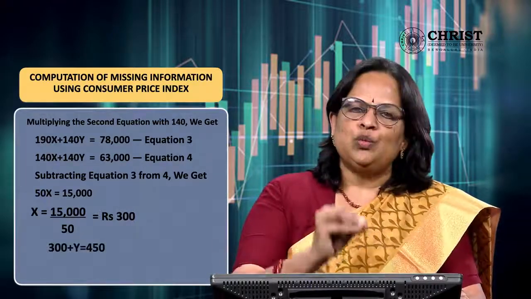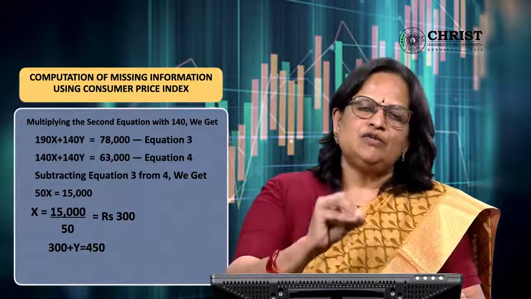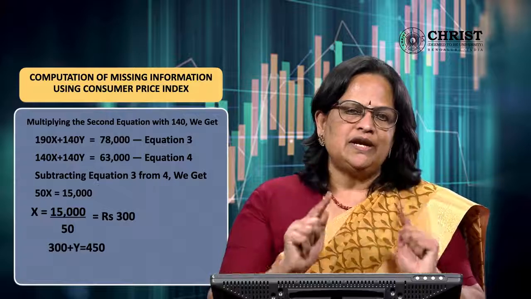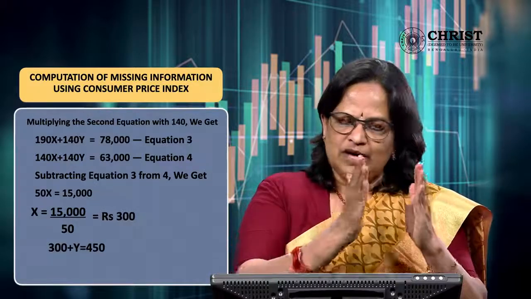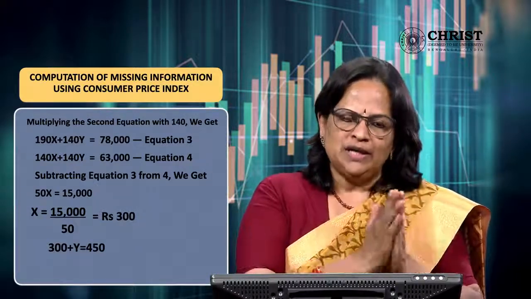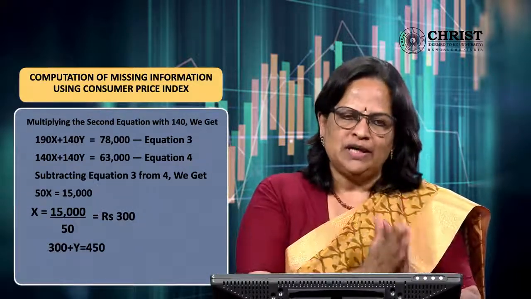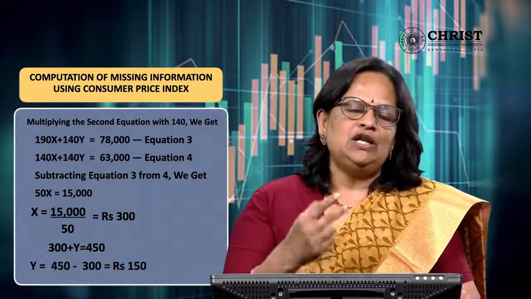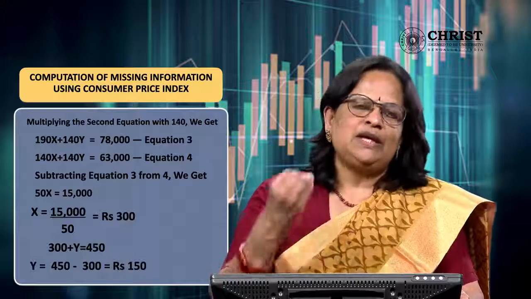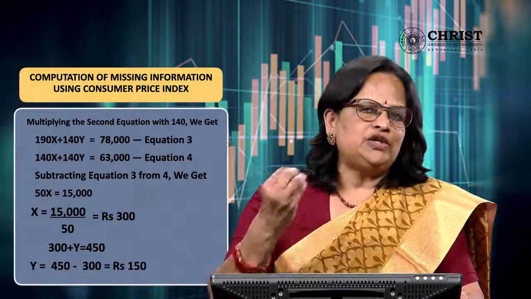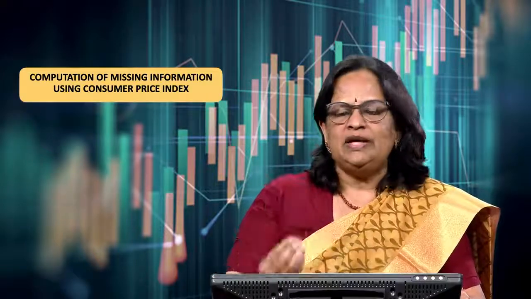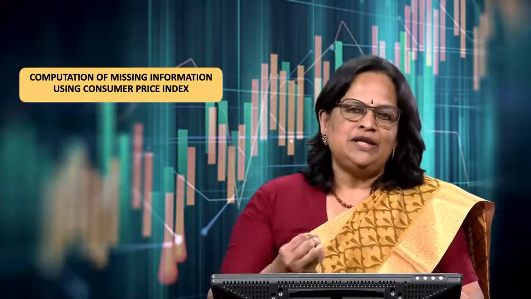So 300 plus y is equal to 450. This was our second equation, which we derived because the worker is getting only 750 rupees. We have substituted the value 300 in this equation, and now we can get the value of y. So y is equal to 450 minus 300, that is equal to rupees 150. So both the missing values we have calculated. Sometimes you will get questions like this, where missing values have to be found out, whereas the consumer price index value will be given. This is what I wanted to explain in this module. Thank you.